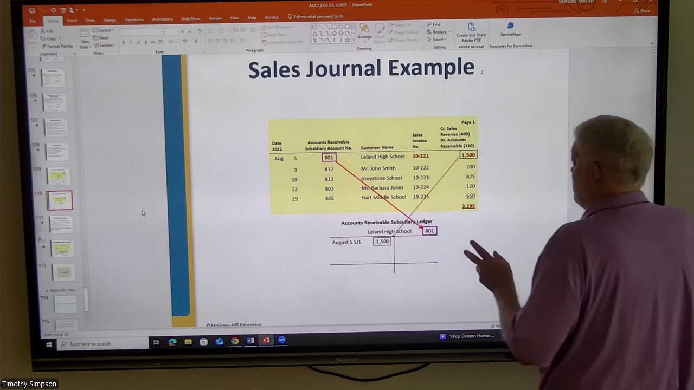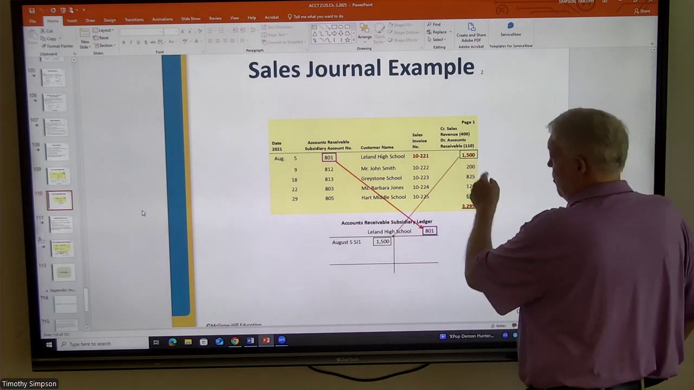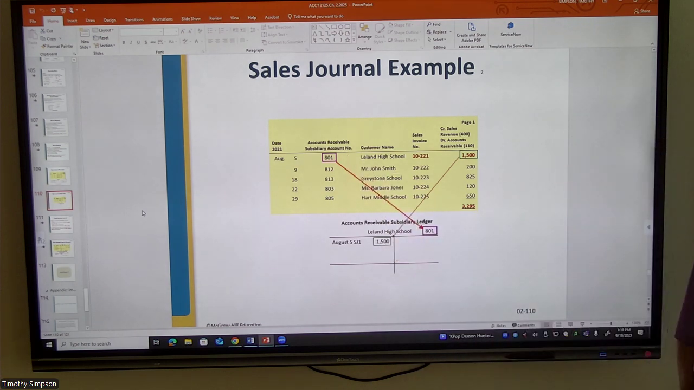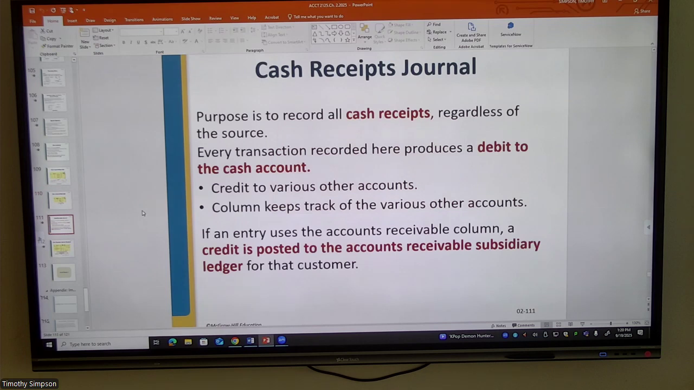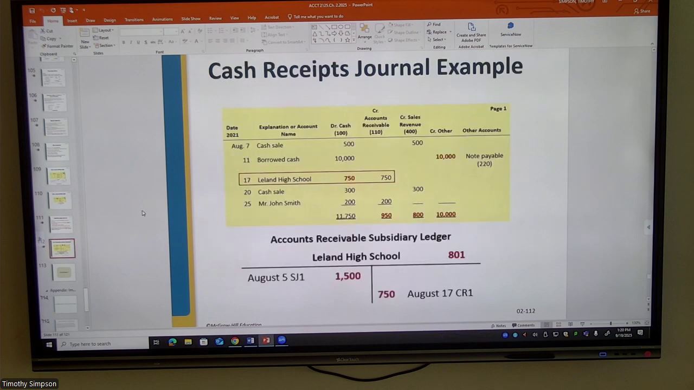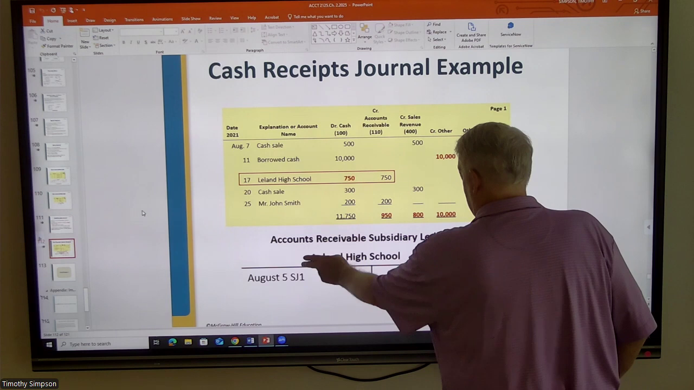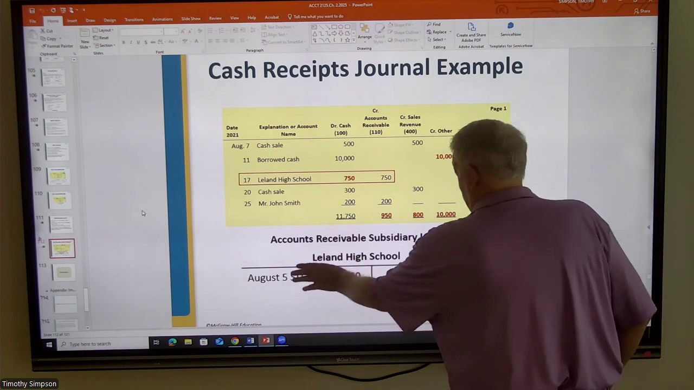Okay. So in this case, what do we have? We have $1,500 we sold, and it was done on August 5th. And so as a result, we have a debit balance in that subsidiary ledger for that particular client and that particular client only. And then at some point, we'll be collecting cash for that, and we'll record a debit to the cash account. And if it was a credit sale, we'll record the credit to accounts receivable in order to balance that out. And what that looks like here in the case of Leland High School is they paid $750 of the $1,500 that they owed. They incurred it on August 5th.